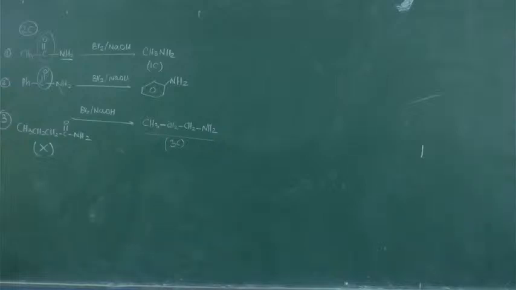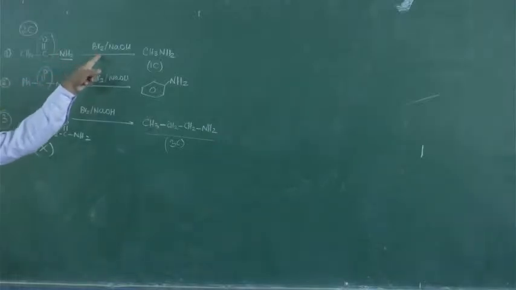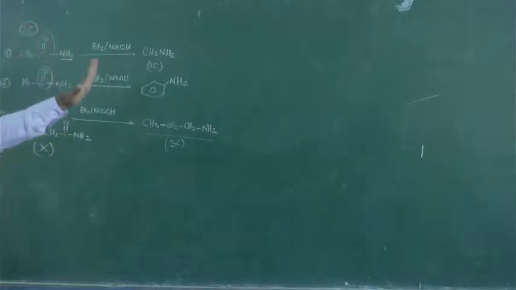To identify the Hoffmann bromamide reaction, you have to look for this CONH2, that is the amide functional group, and the condition is going to be Br2/NaOH, that is Br2 with alkali. Is it clear? Yes or no?